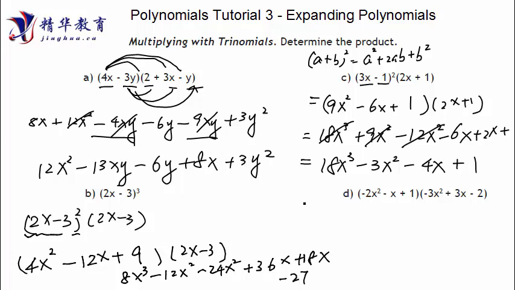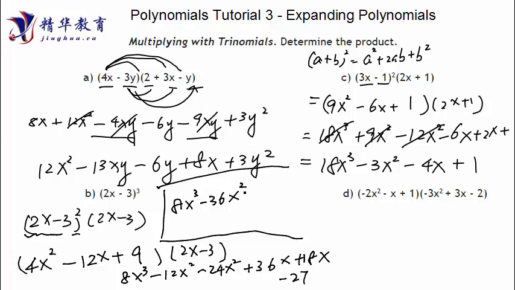Okay, good. And then let's arrange this. Let's put it in here. I have a little bit of a crowd here. 8x cubed, and then we got negative 12, negative 24, total is negative 36x squared, and then 36 and 18, total is 54x minus 27, and then we're done. Again, there's an easier way to do that, but I'm not going to talk about it here. If you like, you can follow my other tutorials.